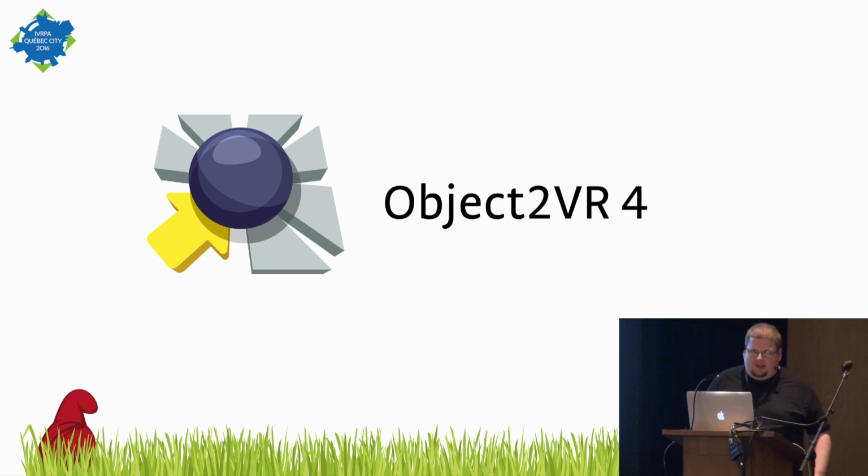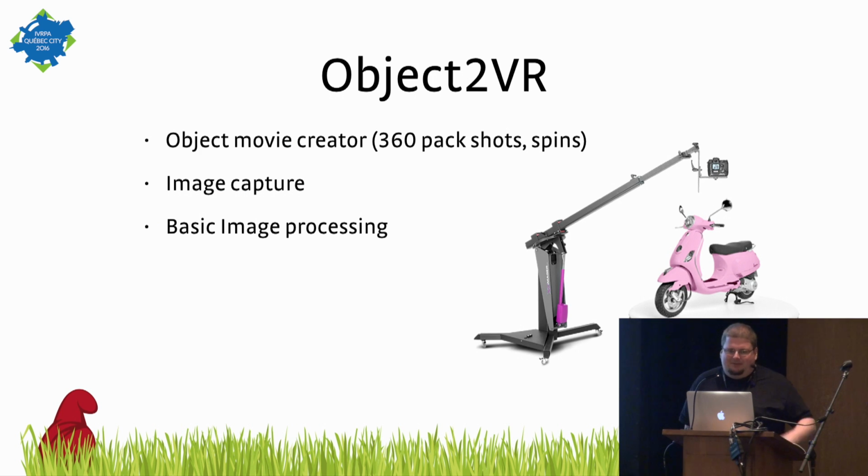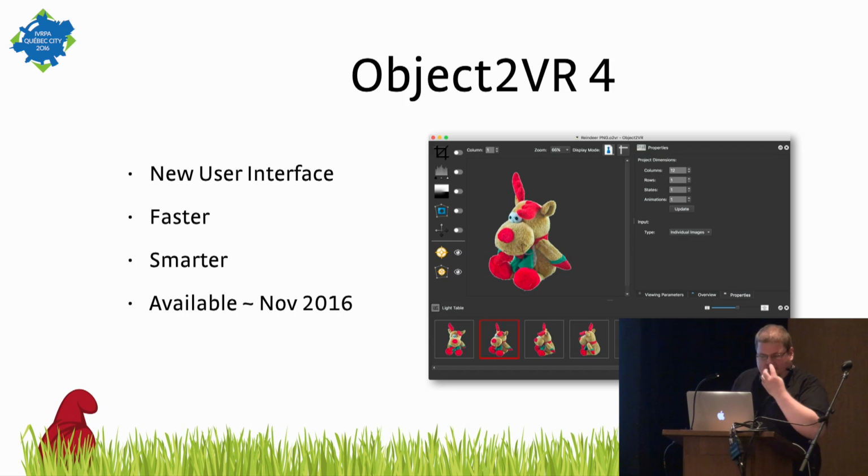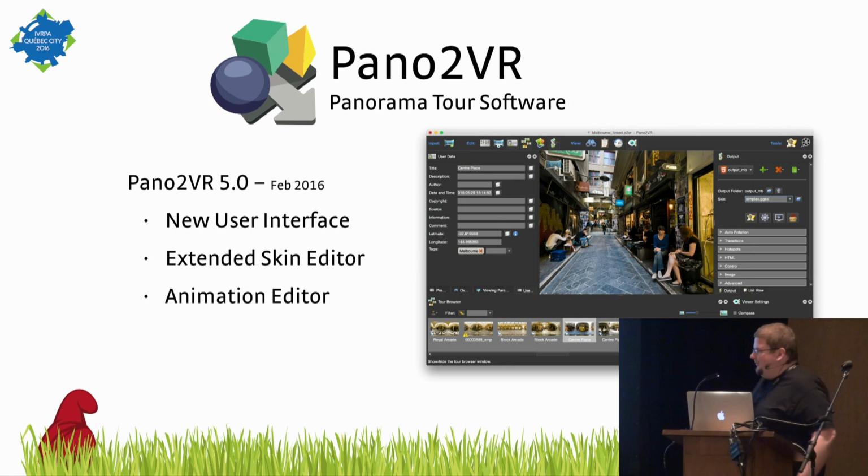The current version is Object2VR 3, and the next one is obviously version 4. What is Object2VR? Object2VR is an object movie generator, so the opposite of panoramas: 360 pack shots and spins. Our software does the export to HTML5 and Flash, but also the image capturing and basic image processing. We are working on a new user interface for version 4. It will be faster, smarter, what you would expect from the new version, and it should be available around November this year.